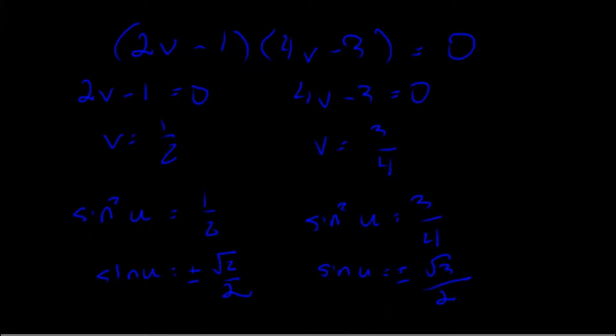All right, let's jump to the next page. So I'm going to go ahead and switch back over to the color white. So we got sine of u is equal to plus or minus the square root of 2 over 2. And I'm going to write over here, sine of u is equal to plus or minus the square root of 3 over 2. All right, what was u? Let me jump back. Well, actually, no, let's go ahead and solve this first.